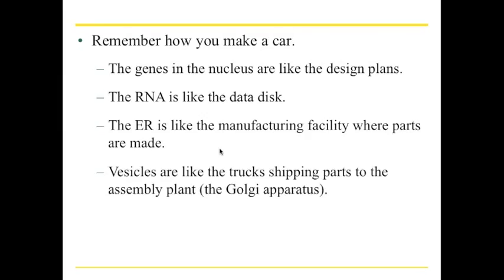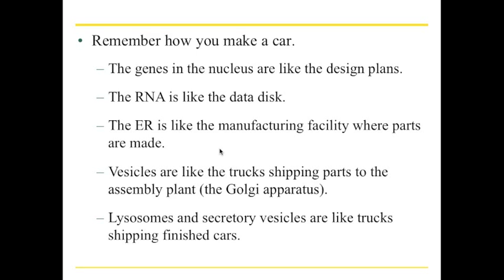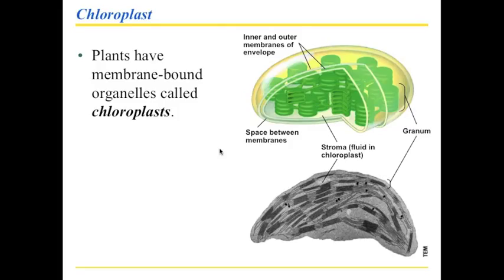The vesicles are then the trucks that are shipping the parts to the assembly plant. That's the Golgi apparatus, of course. And at the end, what comes out of the Golgi apparatus, the lysosomes and the secretory vesicles, those are the trucks that are shipping the finished proteins, the finished cars. So you can look at this analogy and hopefully make sense of why this endomembrane system works so well together. Two more organelles.